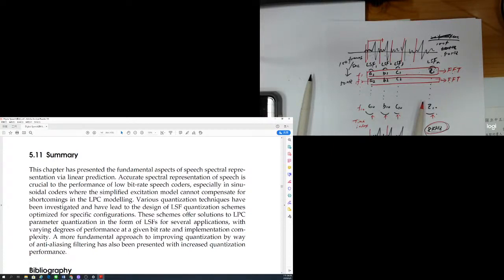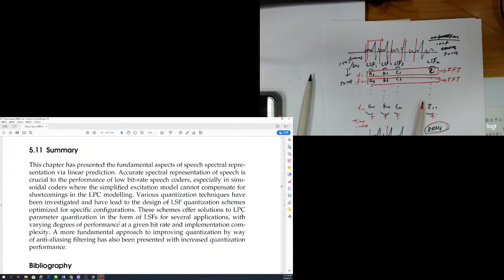You can see accurate spectrum representation is sometimes crucial for low bit rate, because LPC has 10 coefficients. We try to think about how to make the coding more efficient. So we make a lot of effort to generate another domain. We do not directly quantize the LPC coefficients. We generate the other domain called the line spectrum frequency, and we quantize in that domain to get a good performance.